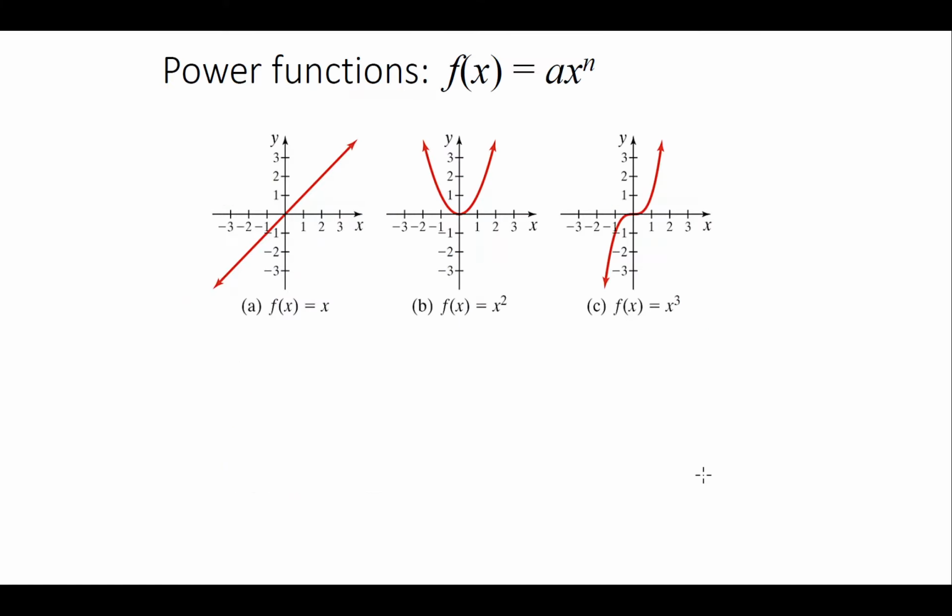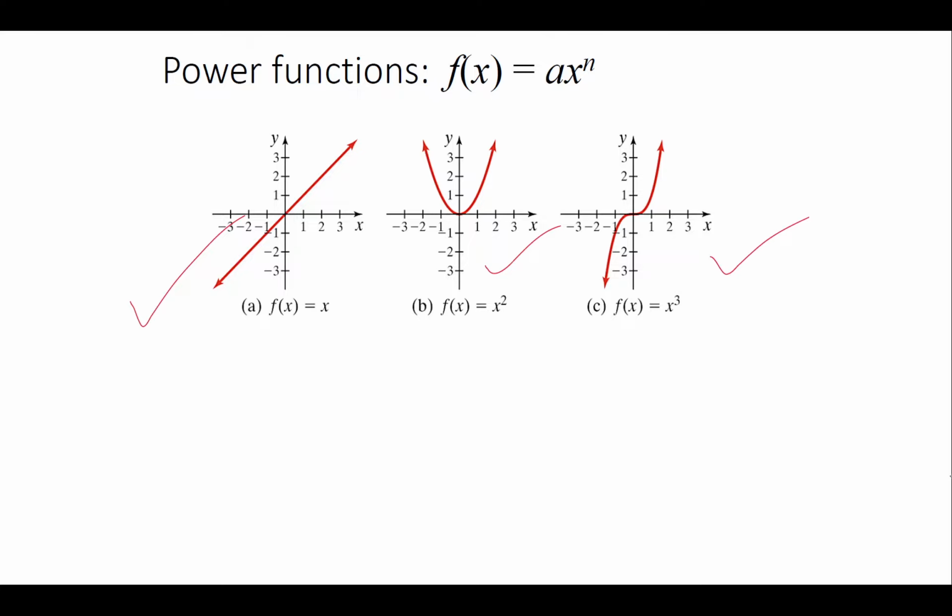Now, to plot the graph of a polynomial function, you have to keep in mind there are 3 different graphs we have for x to the power 1, x to the power 2, and x to the power 3. X to the power 1 means it's just a straight line. X to the power 2 is a parabola, and x to the power 3 is a cubic function.